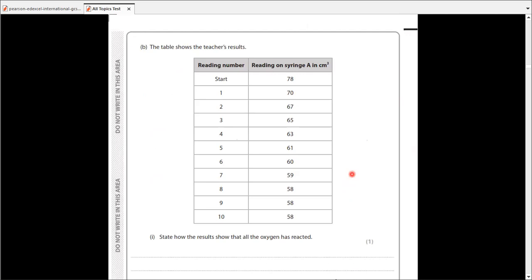Okay. So I'll move on to the next question. The table shows the teacher's results. State how the results show that all the oxygen has reacted. Towards the end, we see a plateau. Therefore, there's no more reaction occurring. Right. Perfect answer.